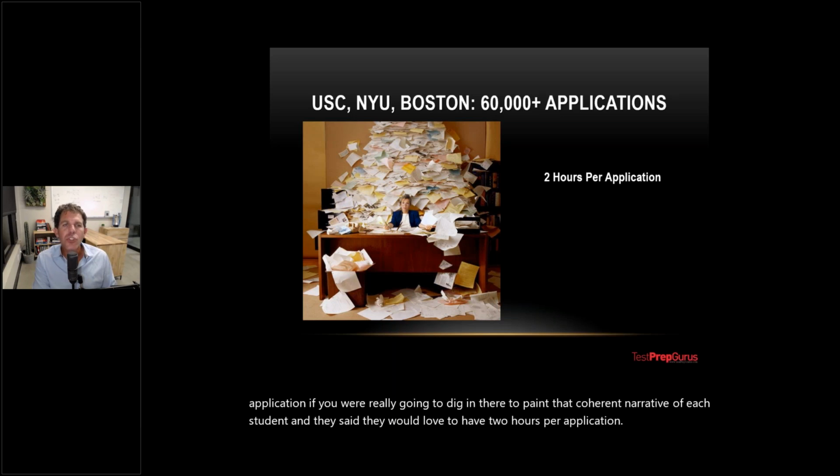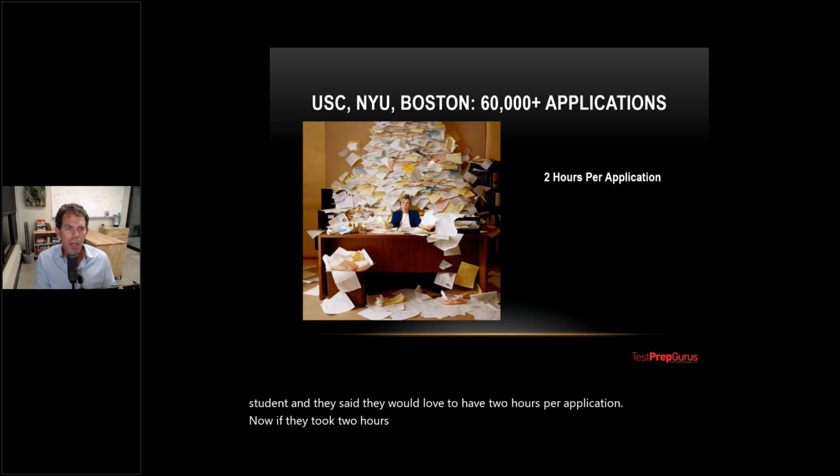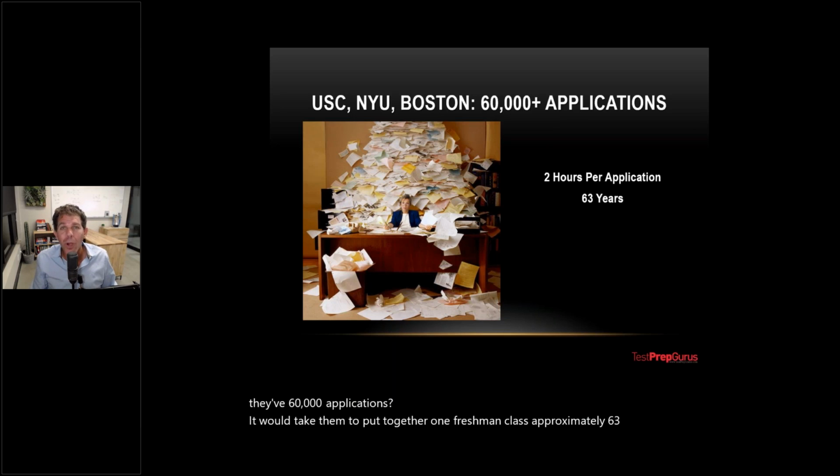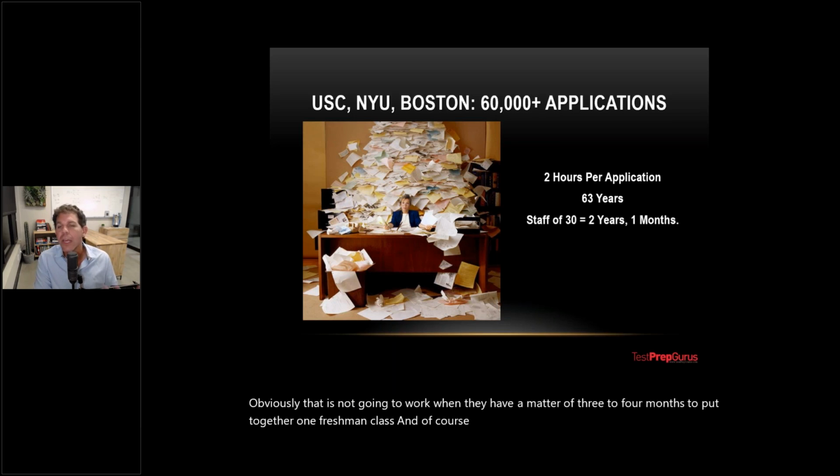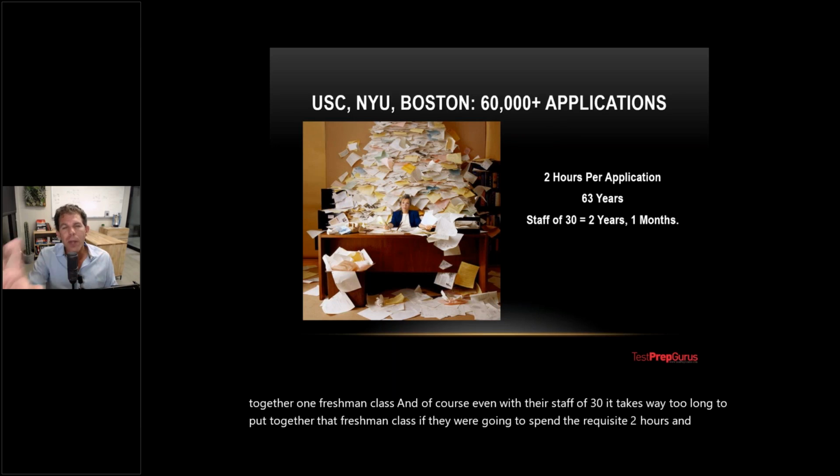Now, if they took 2 hours per application at a school like USC, NYU, Boston, where they have 60,000 applications, it would take them approximately 63 years to put together one freshman class. Obviously, that is not going to work when they have a matter of 3 to 4 months to put together one freshman class. And of course, even with their staff of 30, it takes way too long if they were going to spend the requisite 2 hours. And so all this is just to try to put this idea in context.